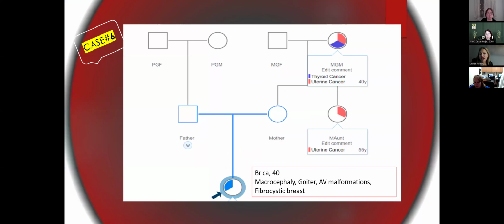This is a patient that I met. She was a 40-year-old diagnosed with breast cancer. Her aunt had uterine cancer, and then grandma had thyroid and uterine cancer at an early age of onset. So she was unique in that she did have macrocephaly, so a larger head circumference.